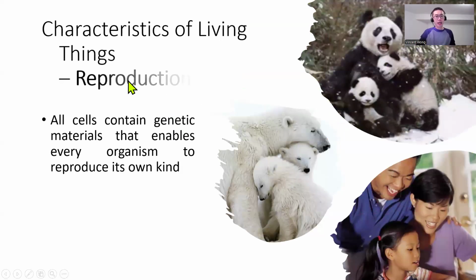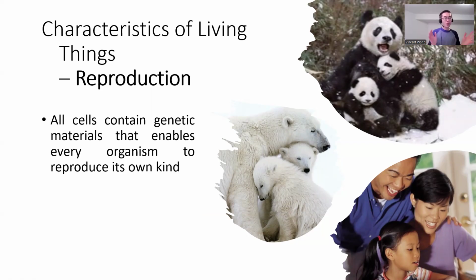Next one, the ability to reproduce. Some of you mentioned that earlier. Living things are able to create more of their own kind. Polar bears can make more polar bears, so on and so forth. But they tend to only produce their own species, right? You're not going to have a polar bear producing a grizzly bear or something like that. You're going to have to reproduce your own kind.